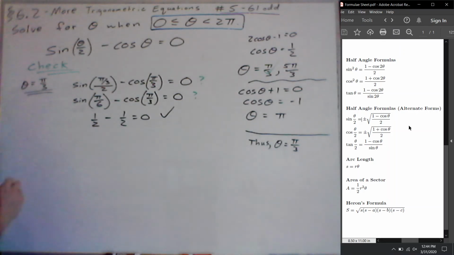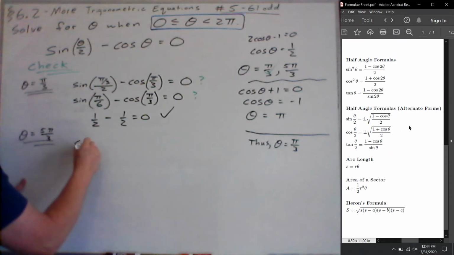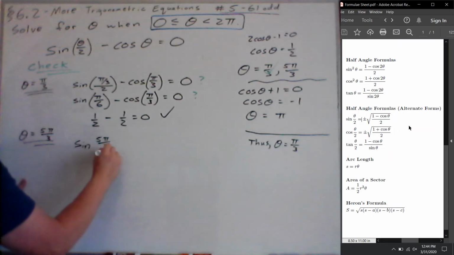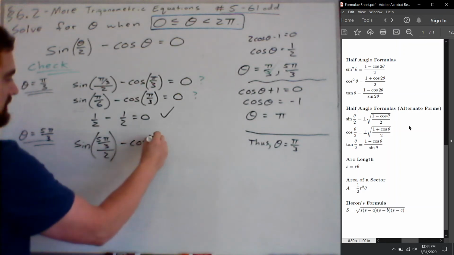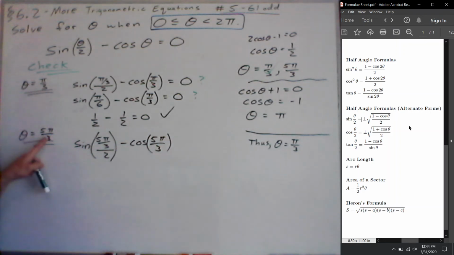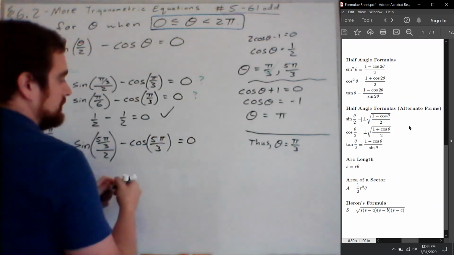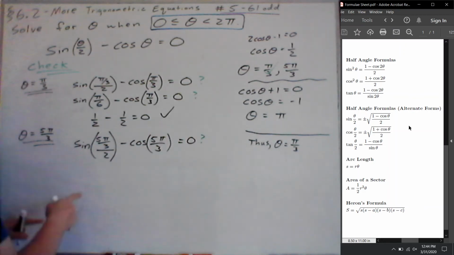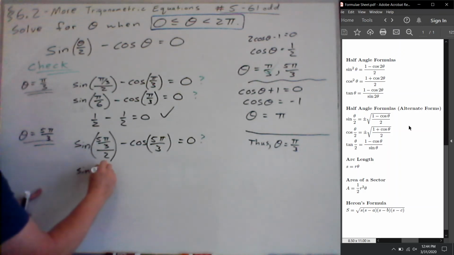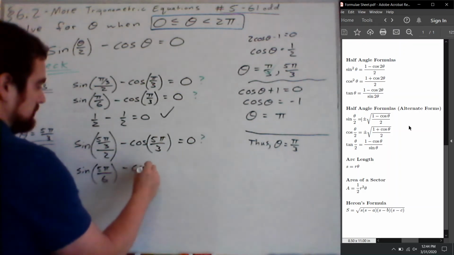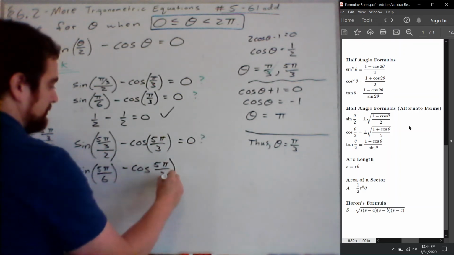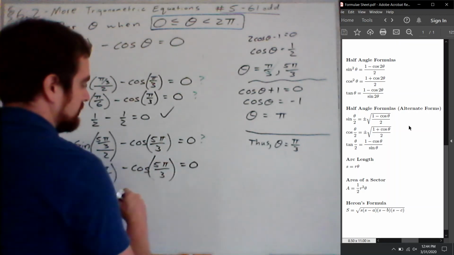Let's try 5 pi over 3. Back to the very original equation, sine of 5 pi over 3 needs to be divided in half, because it's a half angle, minus cosine of 5 pi over 3. Does that equal 0 is the question. So this is sine of 5 pi over 6, right, it's a half angle, minus cosine of 5 pi over 3.